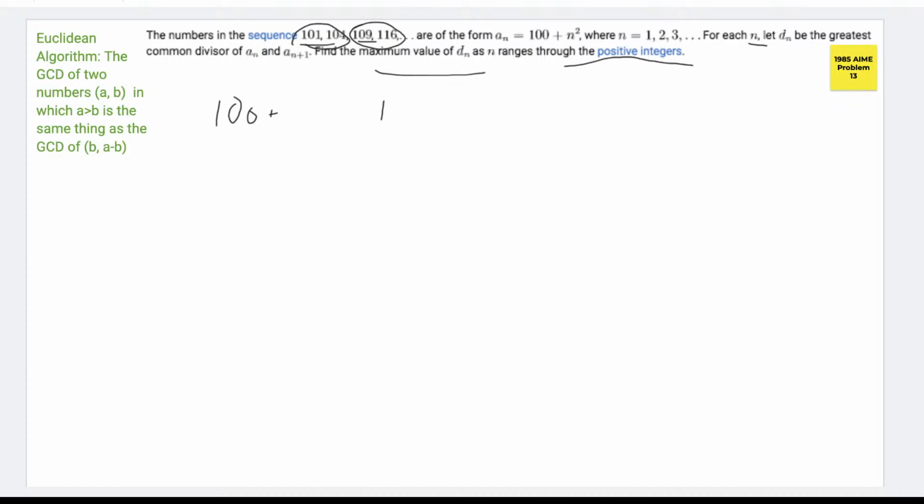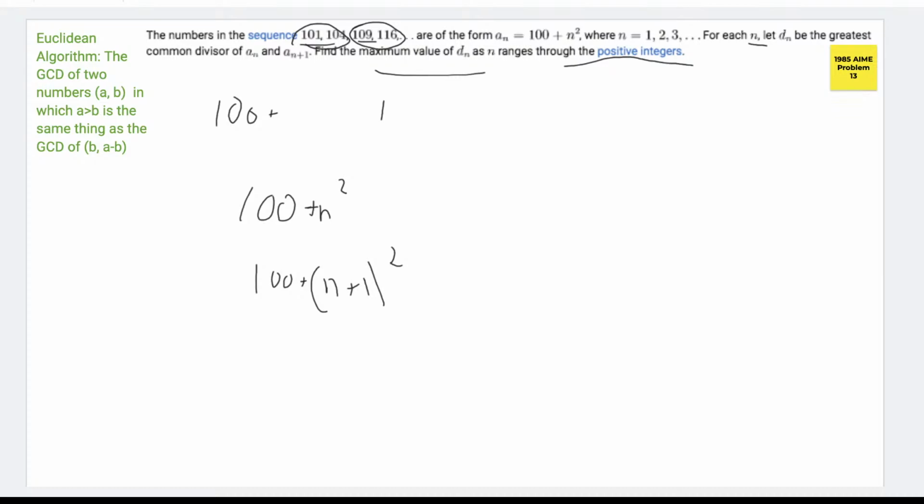So if a of n equals 100 plus n squared, then notice that to get the next term, it's just 100 plus n plus 1 squared. So now comes the Euclidean algorithm. This states that the GCD of two numbers a and b, in which a is greater than b, is the same thing as the GCD of b and a minus b, which is very helpful in simplifying. Like if you have two big numbers and you want to find the GCD of them, this can be very helpful in those cases.